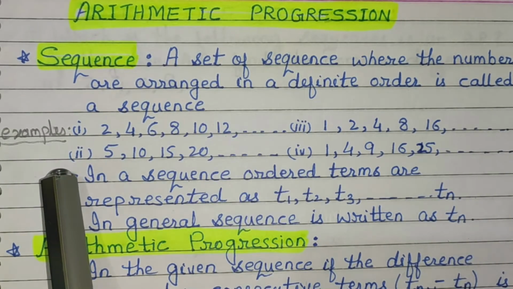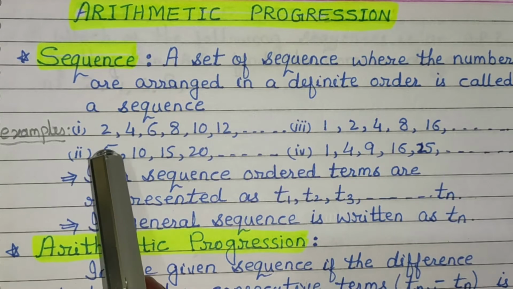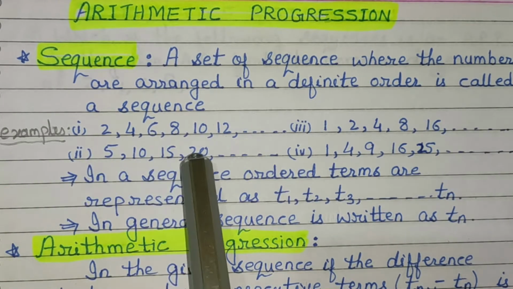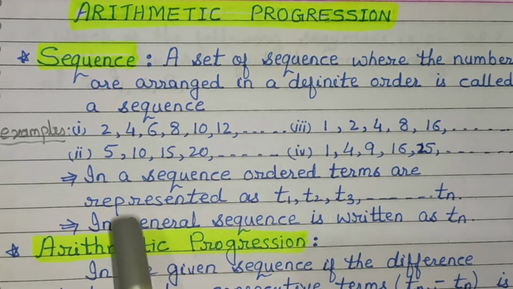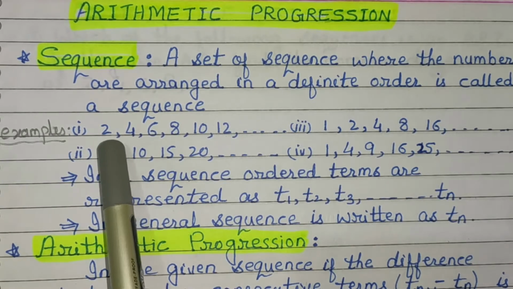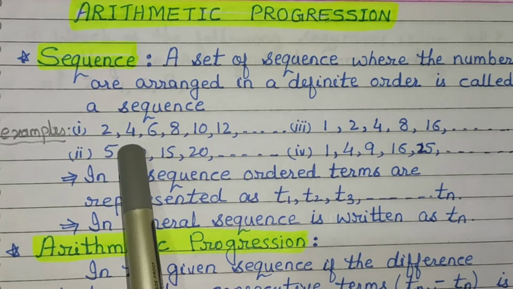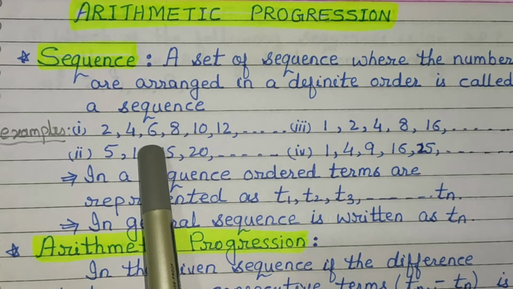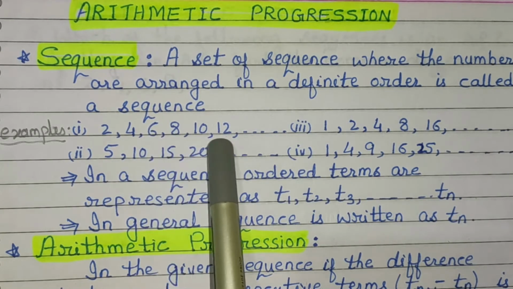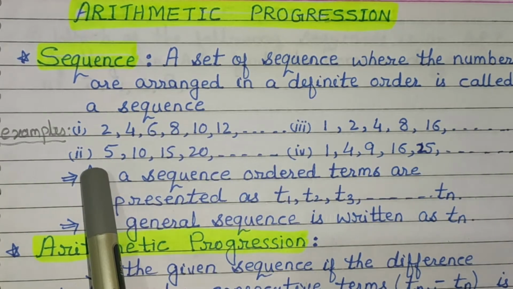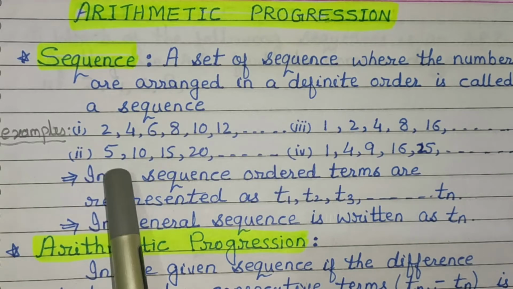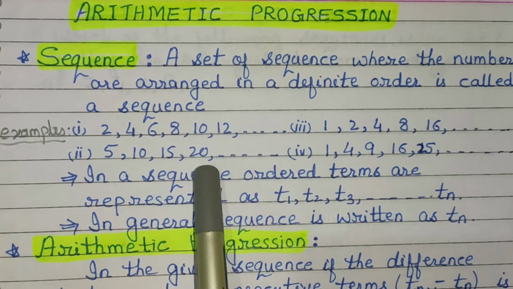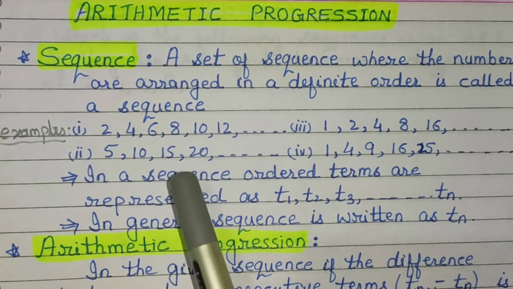Now here are some examples. First one is 2, 4, 6, 8, 10, 12. Look at the example carefully. 2 plus 2 we get 4, 4 plus 2 we get 6, 6 plus 2 is 8, and so on. Now the second one is in definite order: 5, 10, 15, 20. It is the multiples of 5.